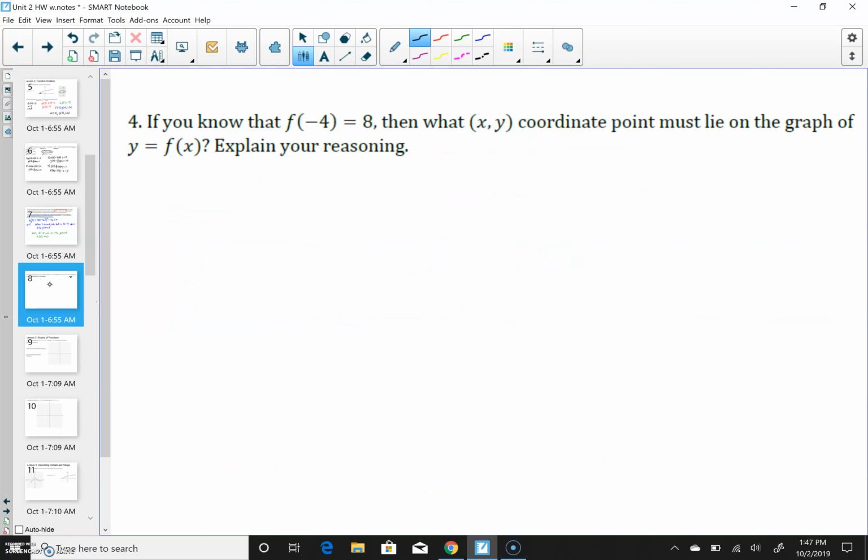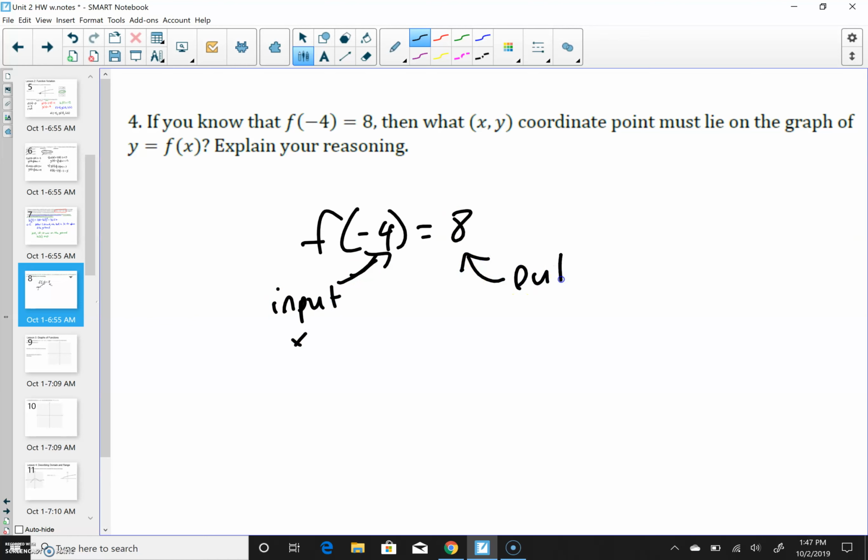And the fourth one, if you know that f of -4 equals 8, then what xy coordinate must lie on the graph y equals f of x? Well, if we look at this piece, we know that -4 is going to be our input, which is going to represent our x, and 8 is going to be our output, which represents our y. So the coordinate that must lie on our graph is -4, 8.